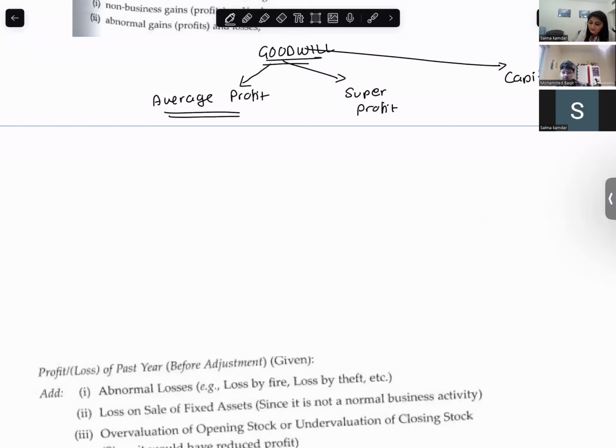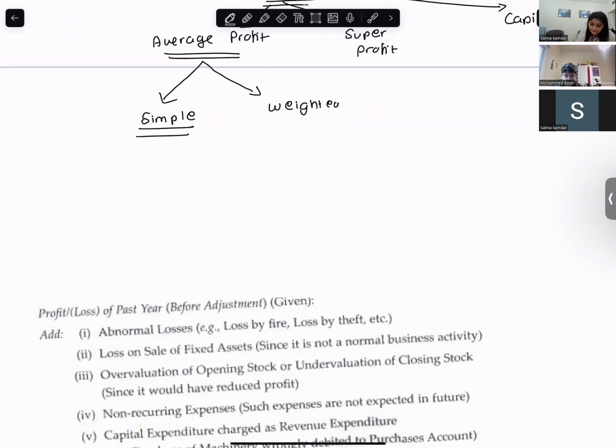When I'm talking about the average profit method, there are two methods to value goodwill. What are the two methods? Simple average profit method and weighted average profit method. When I'm talking about simple average profit method, what is goodwill? Goodwill is number of years purchase times average profit.